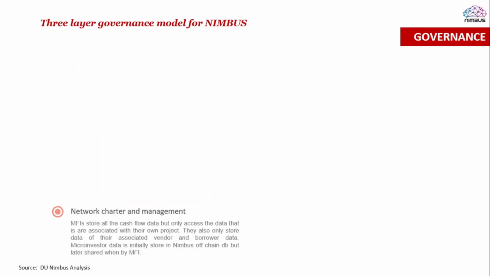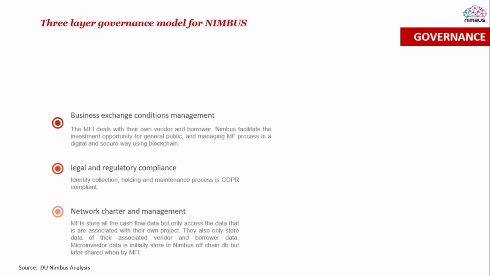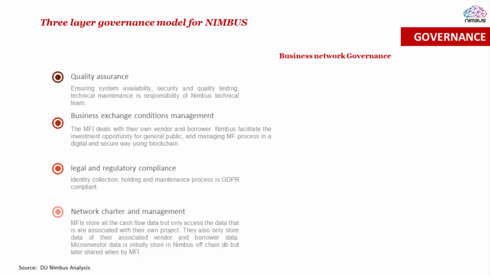MFI store all the cash flow data but only access the data that is associated with their own business. They also only store the data of their associated vendor and borrower off-chain in distributed DB. Microinvestor data is initially stored in Nimbus off-chain DB but later shared by MFI once the microinvestor invests in the specific MFI project. Identity collection, holding, and maintenance process is General Data Protection Regulation compliant. The MFI deals with their own vendor and borrower, and Nimbus facilitates the investment opportunity for the general public and manages the microfinance process in a digital and secure way using blockchain. Ensuring system availability, security, quality testing and technical maintenance is the responsibility of the Nimbus technical team.